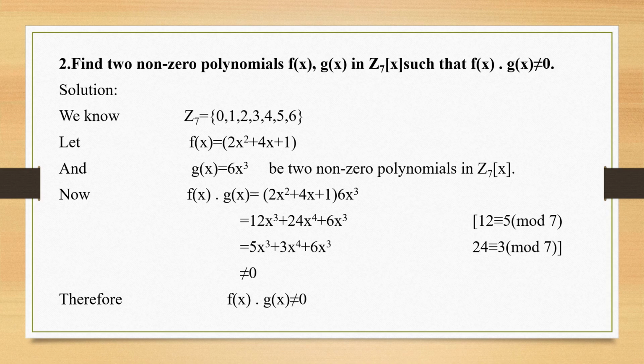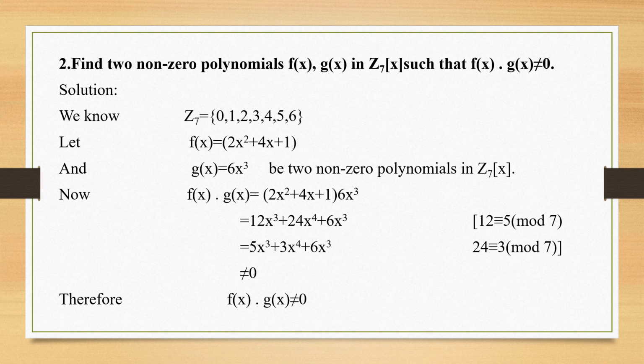Now 12, if I divide it by 7, my remainder is 5. And 24, if I divide it by 7, my remainder is 3. And 6 is a number which is less than 7. So no issues. So I could see that it is a non-zero polynomial. All the coefficients are existing. So therefore it is not equal to 0. Therefore I can say the product of the two polynomials is not equal to 0. Therefore I found two non-zero polynomials on my own.